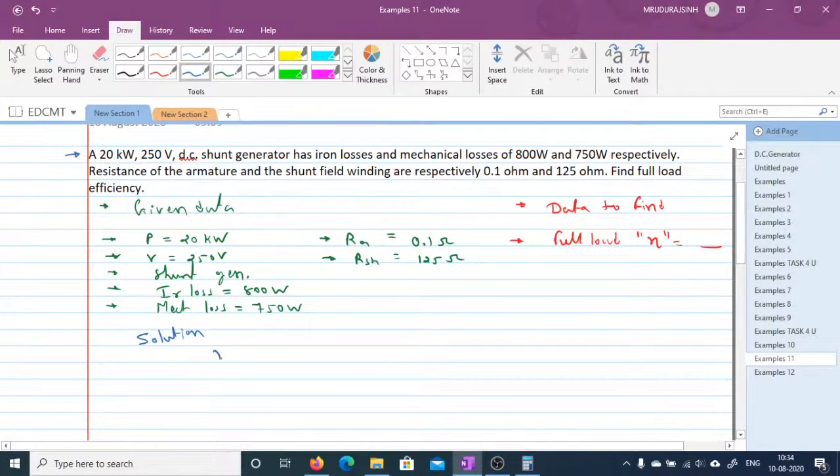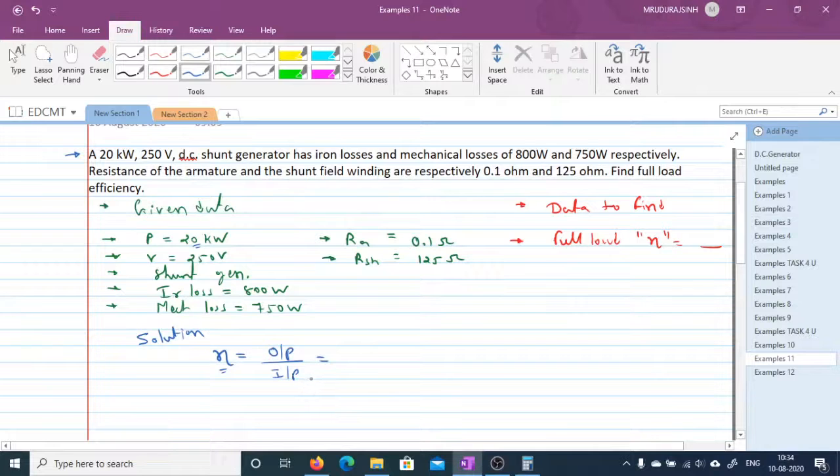So the equation of efficiency is equal to output by input. So what data is given to us over here? The data given to us is power, voltage, shunt generator, iron loss, mechanical loss and resistance, right? So basically the efficiency comprises output by input, and the output of machine is 20 kilowatt, which is given, input which is not given. So first we need to find the input. So let's just modify this equation.